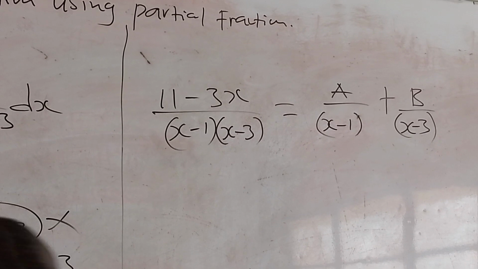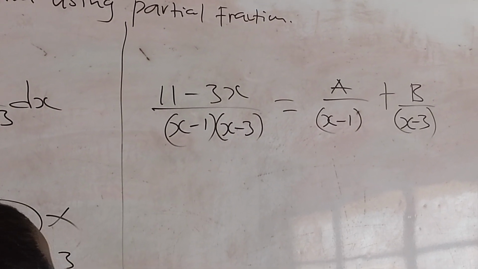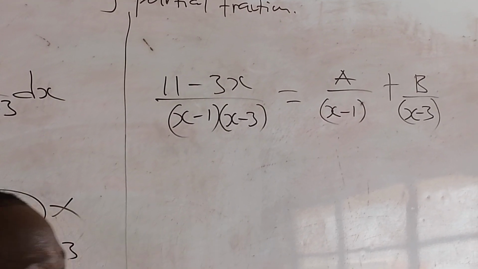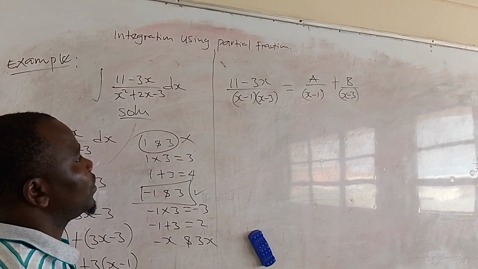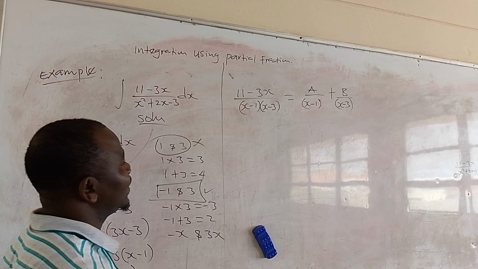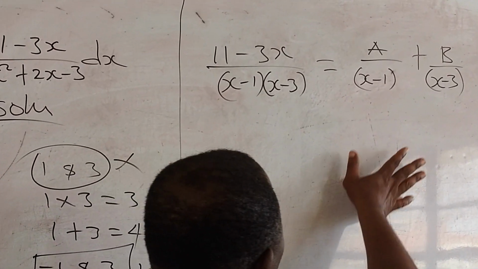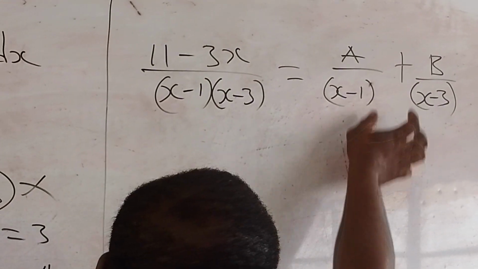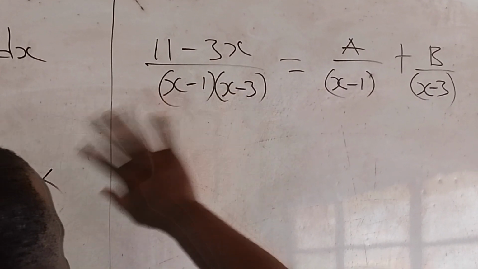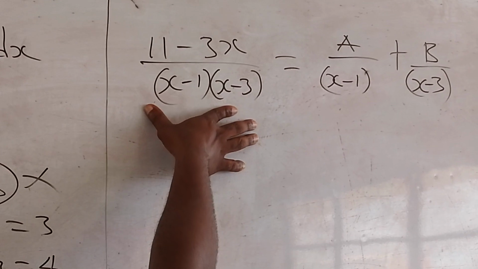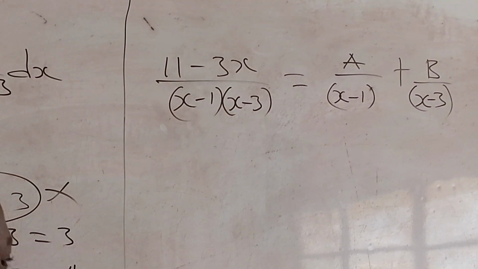What I want to do, you may be confused, but don't be confused, because by the time we take the LCM and cross multiply, I know this denominator will vanish.